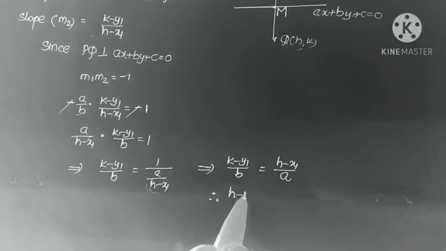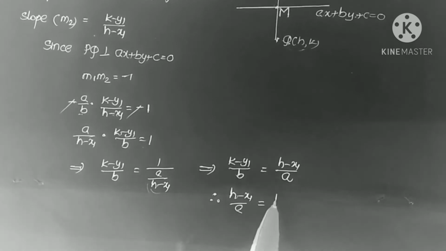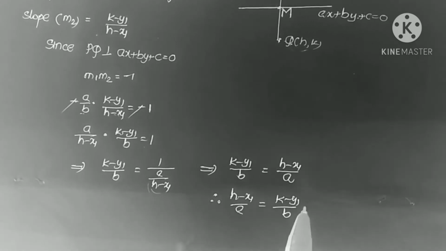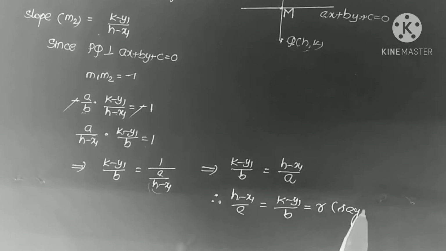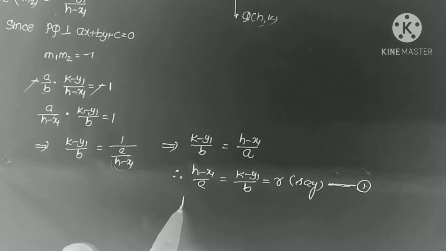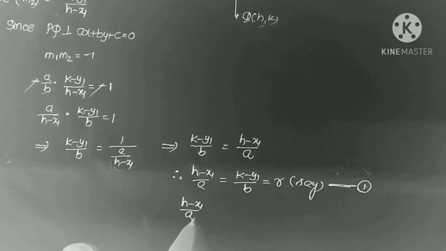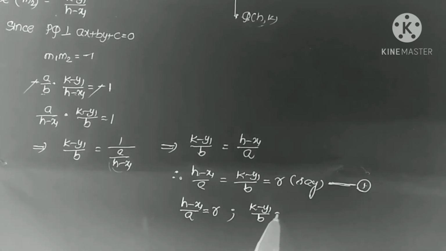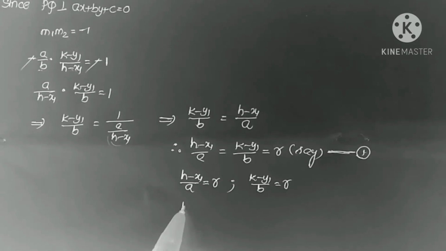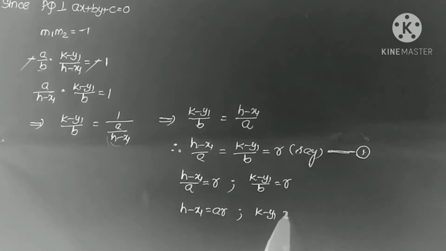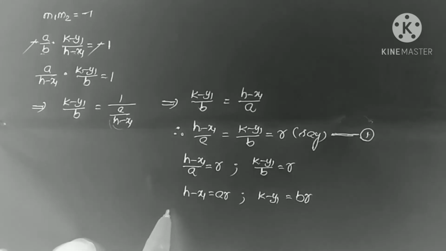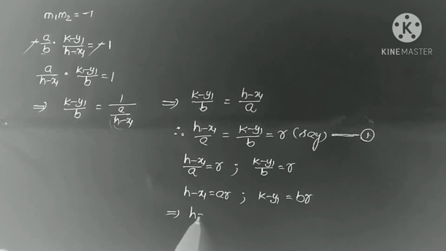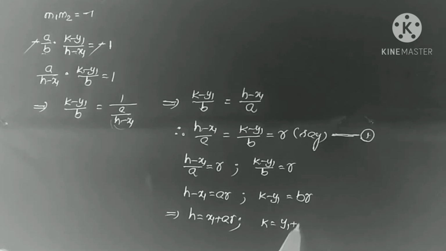Therefore (h − x1)/a = (k − y1)/b = r. We take this value equal to r, say equation 1. Now we equate the two expressions to r, that is (h − x1)/a = r and (k − y1)/b = r, so h − x1 = ar and k − y1 = br. Taking the cross product, this implies h = x1 + ar and k = y1 + br.